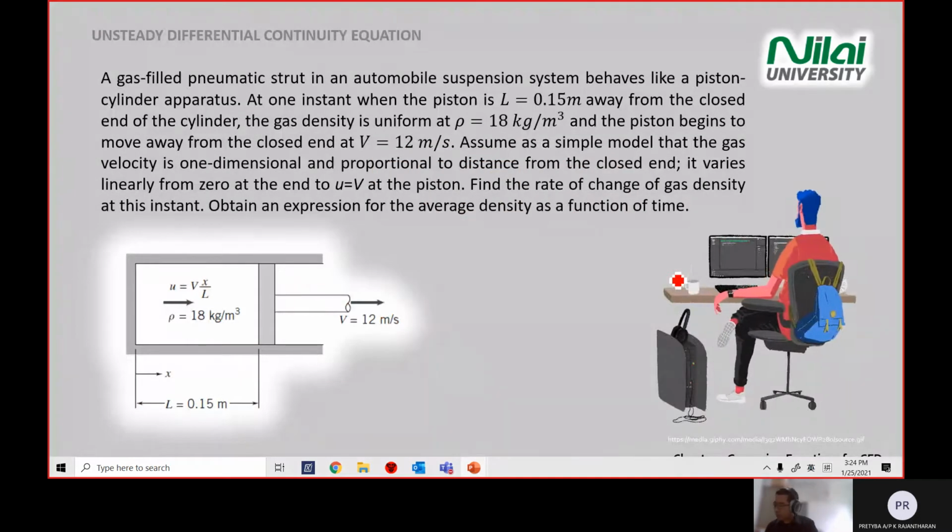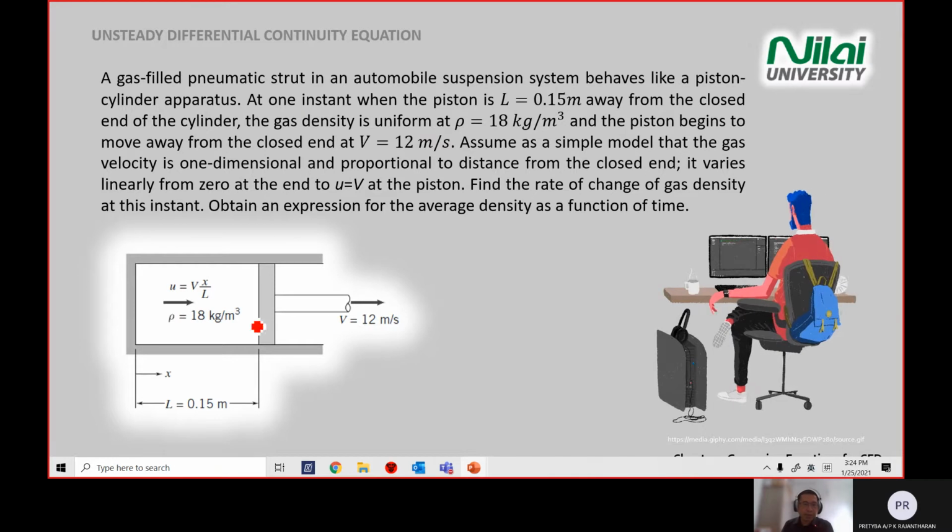All right, we look at one more example, tutorial question number 8, then I think we call it a day. This is another question, a long question of final exam standard or maybe test standard. So what we have here is a suspension system. This suspension system consists of a piston and cylinder system. At one instant, the piston is L away from the closed end of the cylinder, where L is given as 0.15 meter.